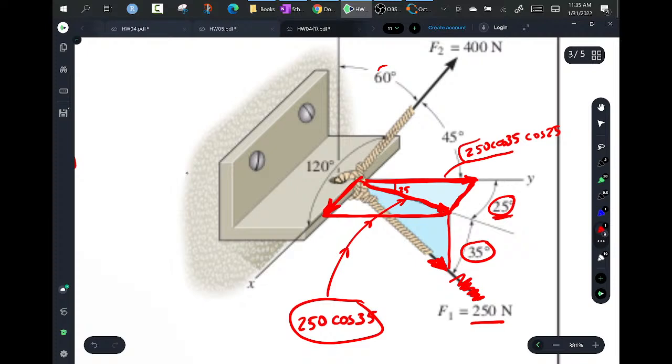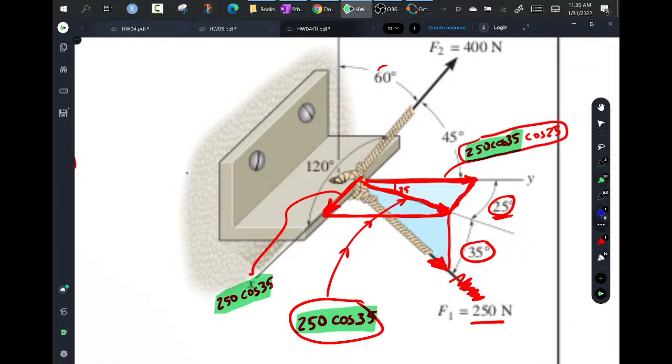Now, I hadn't calculated any of that out, but then somewhere along the way, you're going to want to know this one. So that's still the 250 cosine of 35. And I'll tell you what, I'll highlight this. This is the projection vector. But it's also got to be taken through that 25 degrees here. And so it's actually sine of 25.